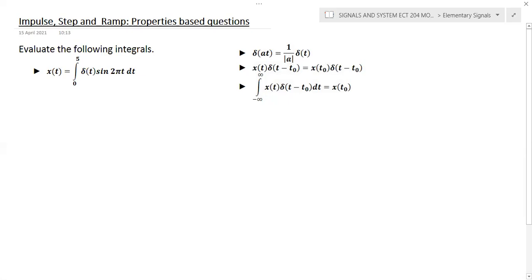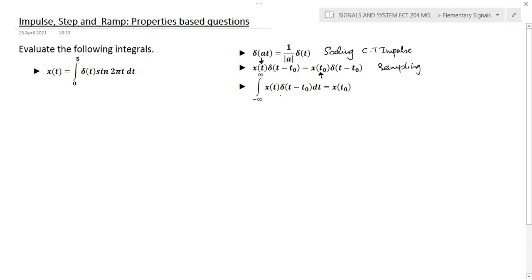On the right side, you can see some basic properties of the impulse signal. Del of at is equal to 1 by modulus of a del of t, which is known as the scaling property of continuous time impulse signal. The next one is known as the sampling property: x of t into del of t minus t0 is given by x of t0 into del of t minus t0. That's the only difference if you observe the LHS and RHS.